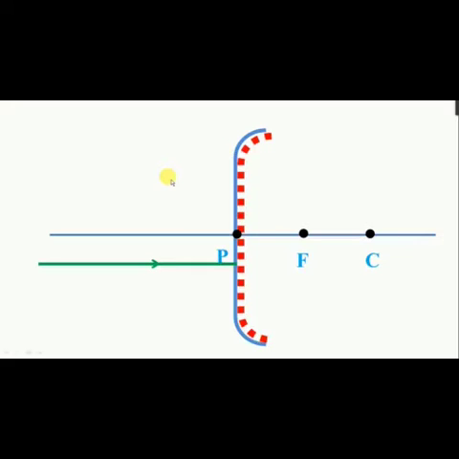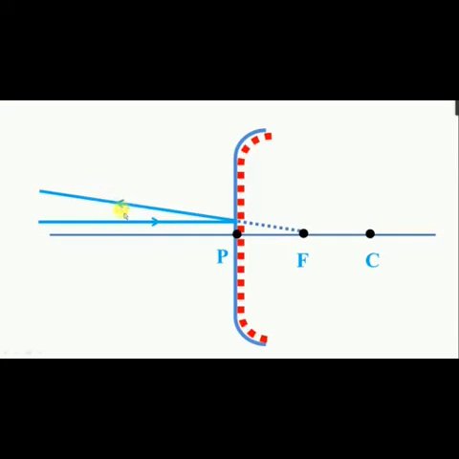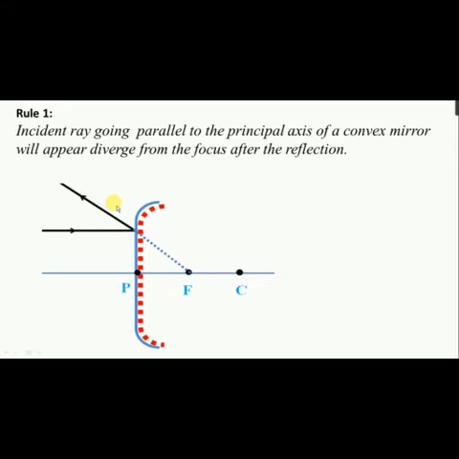So next, it's going parallel, again it will diverge from focus. So I'll draw a line from focus and I'll continue this ray. So one more time, this is the parallel ray. I'll draw one line from the focus and I'll continue this line as a ray. So a ray going parallel will diverge from focus. So this is rule number 1.